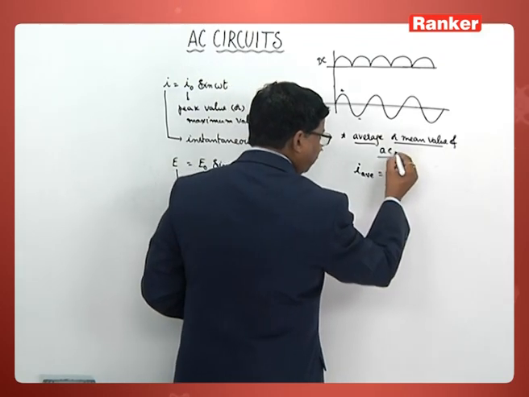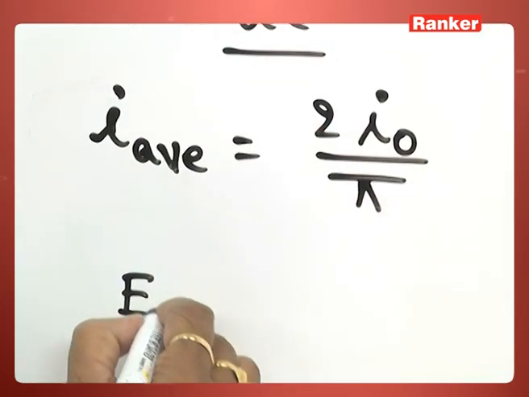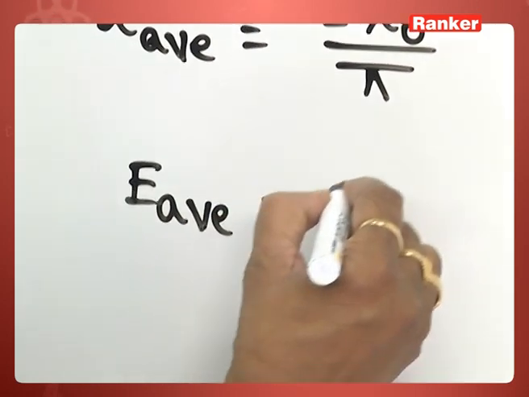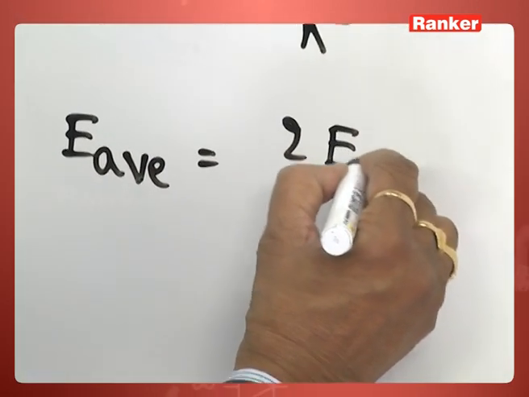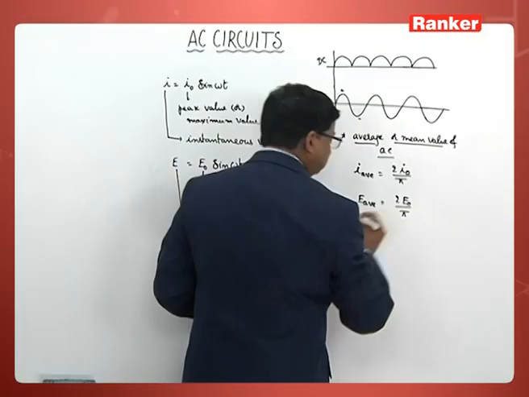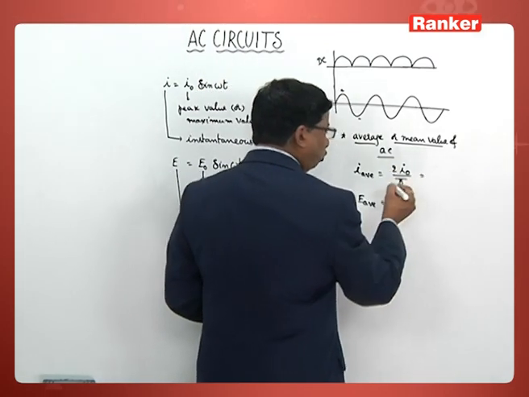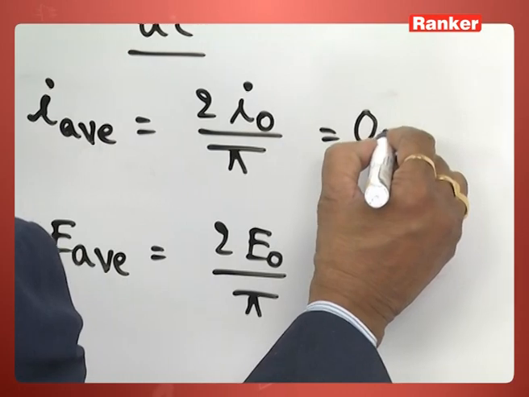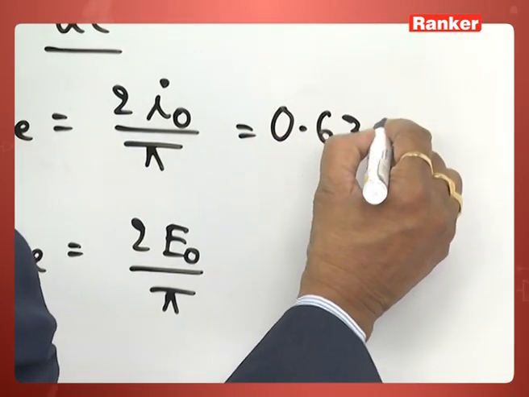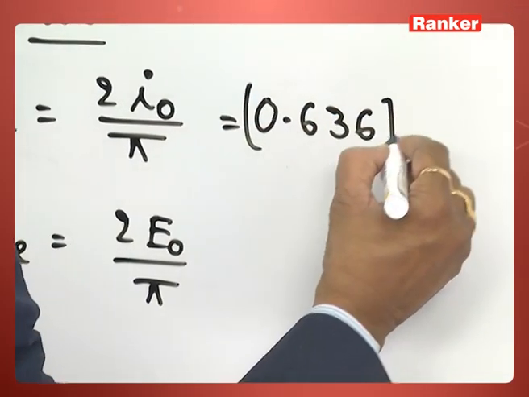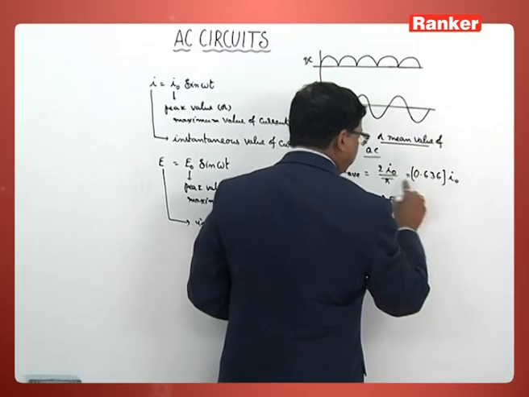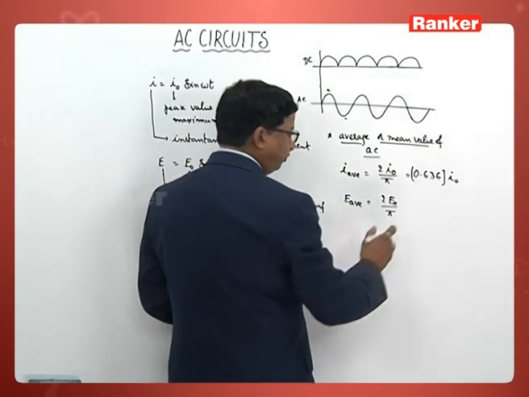Similarly, E average, we can write this one as 2 E naught by pi. In fact, one can understand directly 2 by pi becomes 0.636 times I naught. We can write the same value.